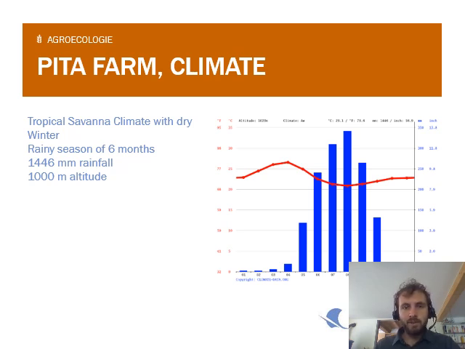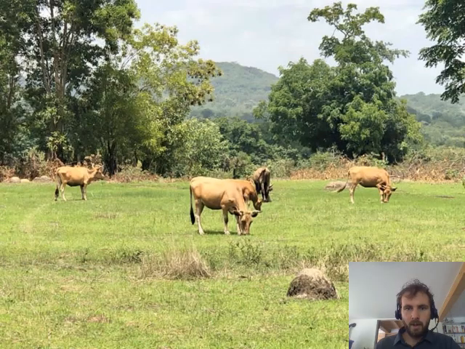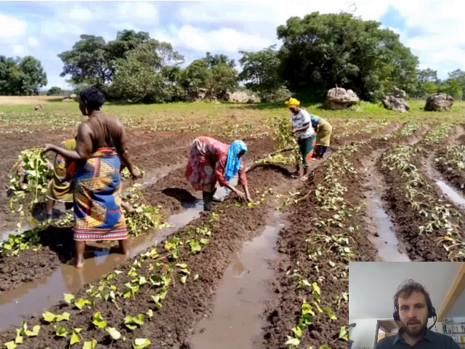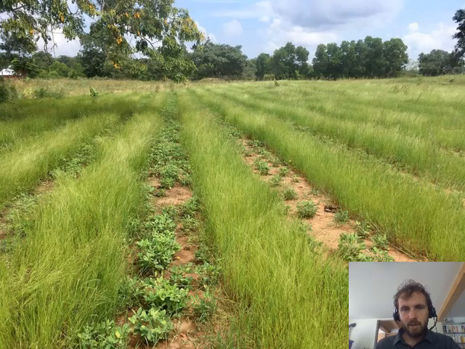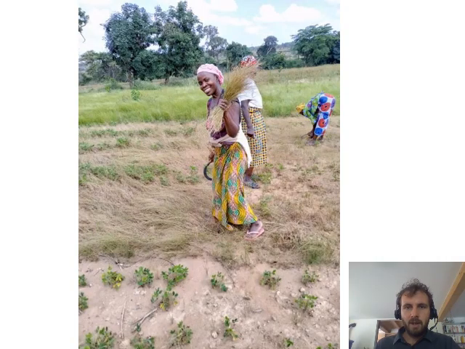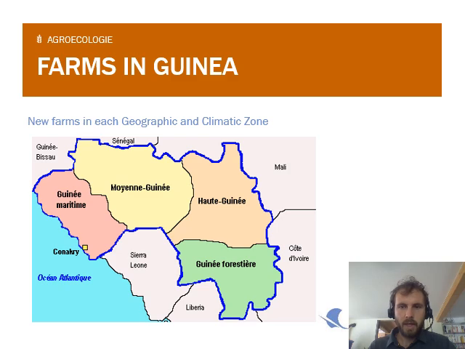We have a rainy season of 6 months and 1,500 millimeter rainfall. And the most important difference is that it is at 1,000 meter of altitude, so it's a lot less hot. So if you picture, this was the site of the farm before establishing it. The planting of sweet potato on this farm, the association of fonio on groundnut that we saw just before, the harvesting of this fonio on groundnut.